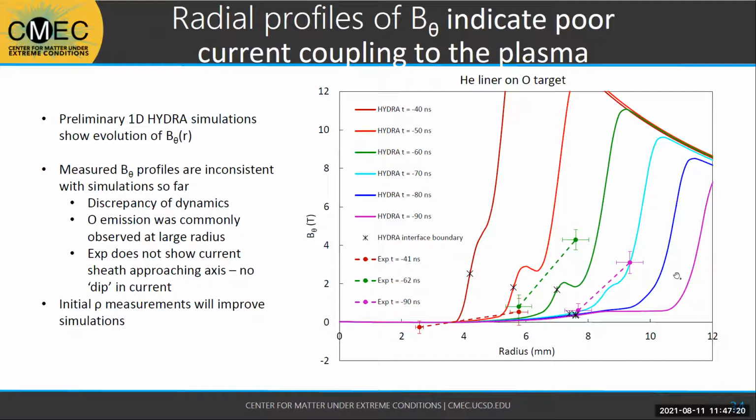So first of all, there are certainly discrepancies between the measurements and simulations. The timing is not well done, so I don't want to focus on that. I more want to focus on the difference in the evolution of the radial profiles. These are measured at fairly large radius, and as you move forward in time, from this pink one which is 90 nanoseconds before pinch, the green one is 60, and the red one is 40.